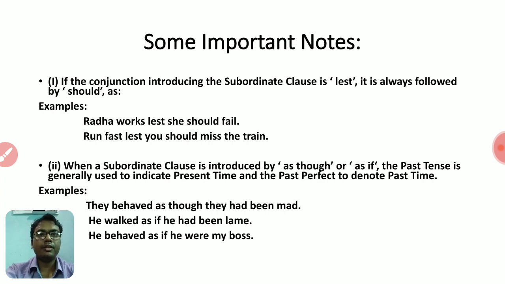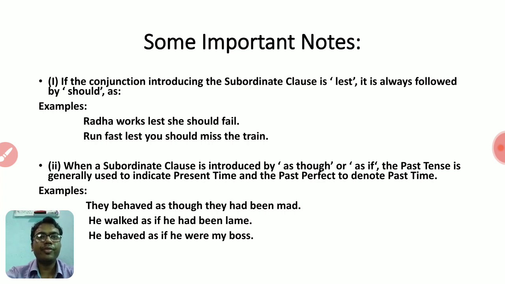Let's see some examples. Radha works lest she should fail. Now after "lest" we are getting the subject "she" and then the verb "should". So after "lest", subject and verb will come; remember the structure. Okay. Next example: run fast lest you should miss the train. Now here "run fast" is a command, and after "lest" we are getting subject, then verb and then object.